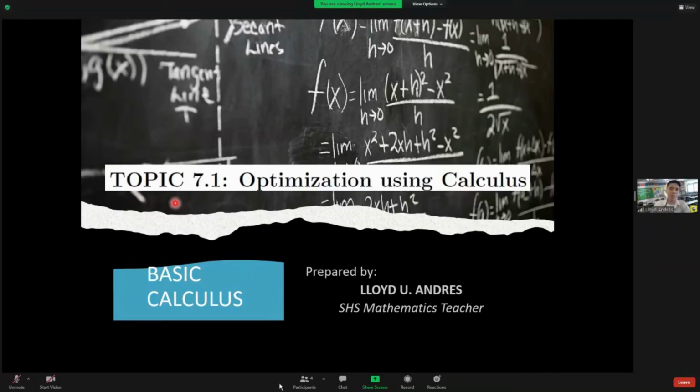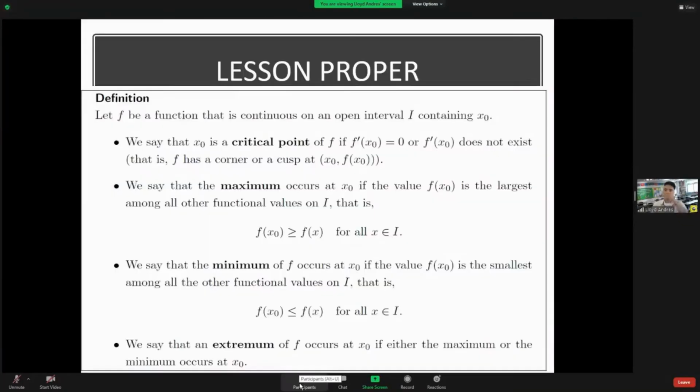This is topic 7.1, optimization using calculus. Let us first define some terms, na kailangan na to para magkasinabot ta. We have here critical point.